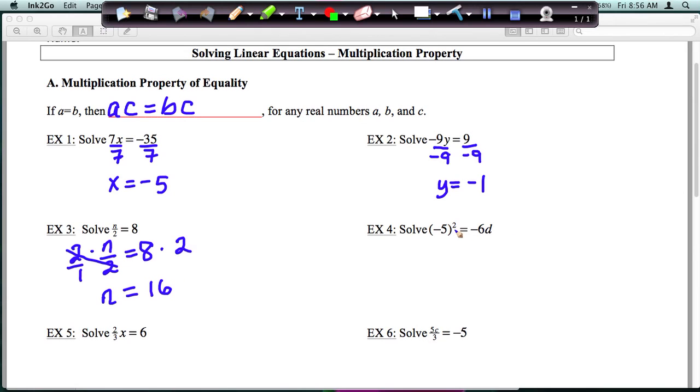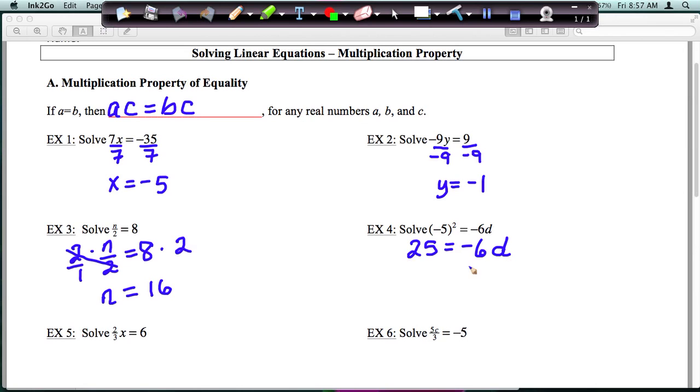Okay, I'm going to help you start example 4. In order to solve for d, the first thing I want to do is simplify this left-hand side. So I have a negative 5 squared. I want to simplify that first. Negative 5 squared means negative 5 times negative 5, which is a positive 25, equals negative 6d. Okay, so go ahead and pause the video and now solve for d.